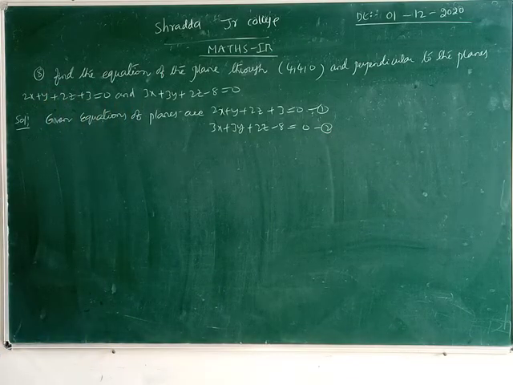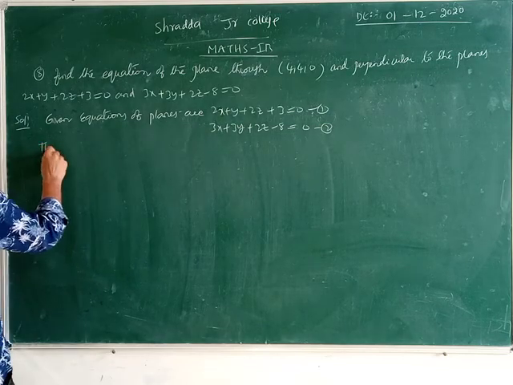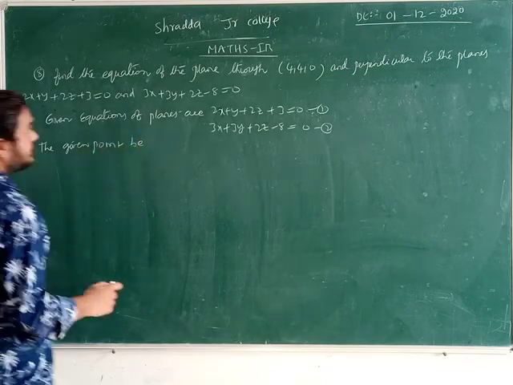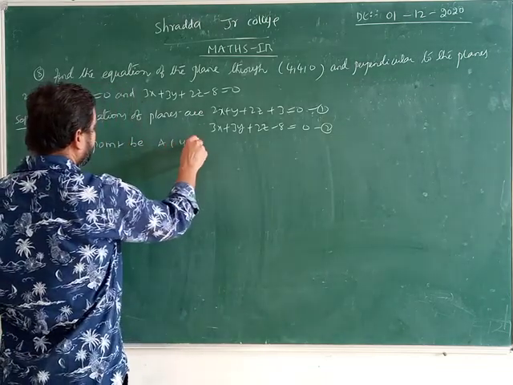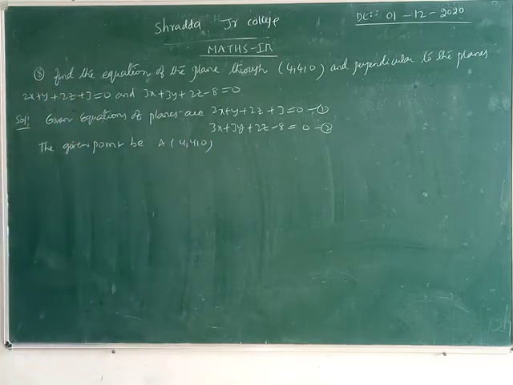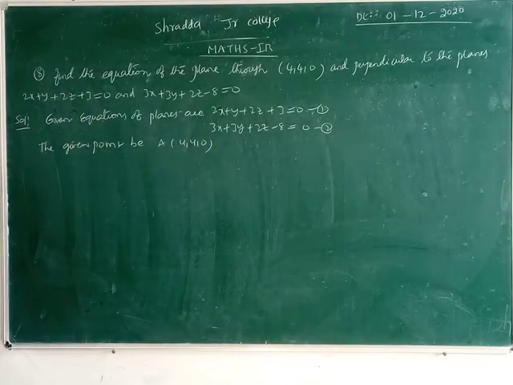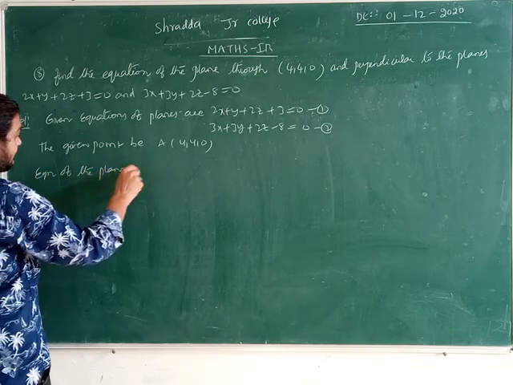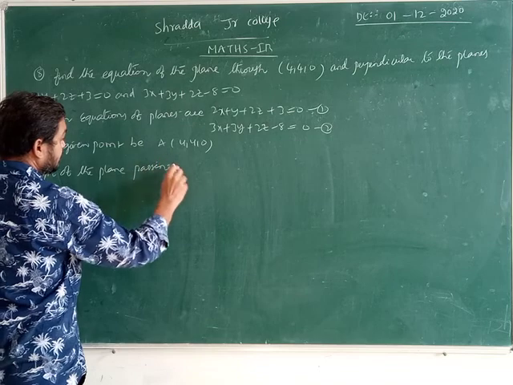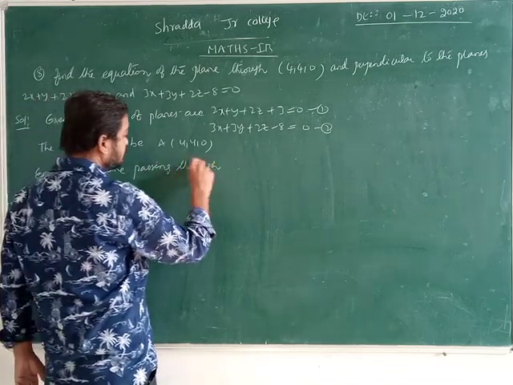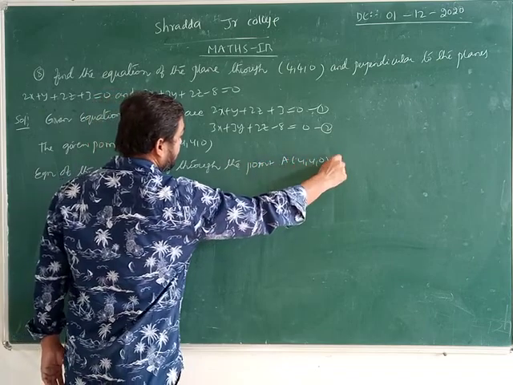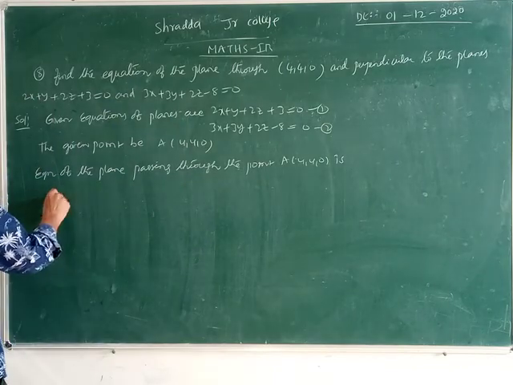And see the given point B. What is the given point here? The given point B, that is what? 4, 4, 0. Now the equation of the plane passing through the point A (4, 4, 0) is, what is that?